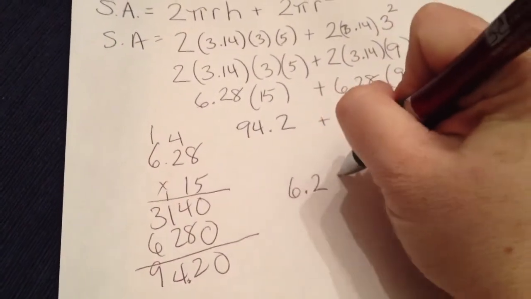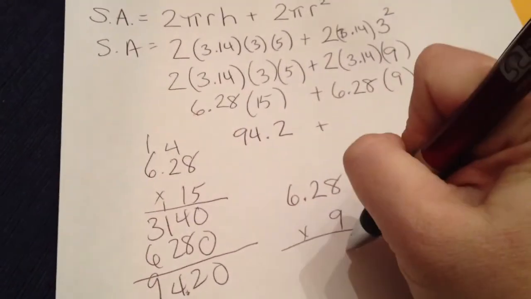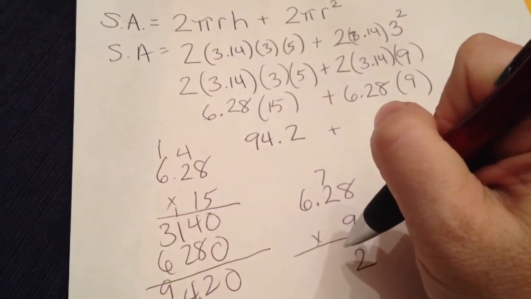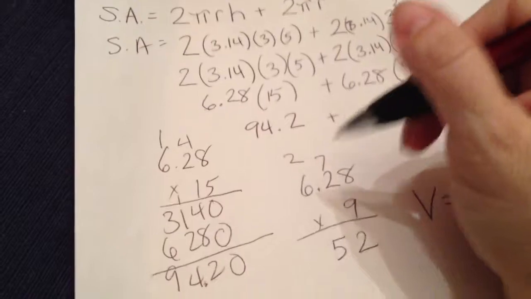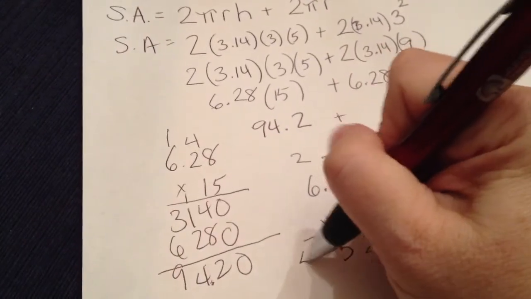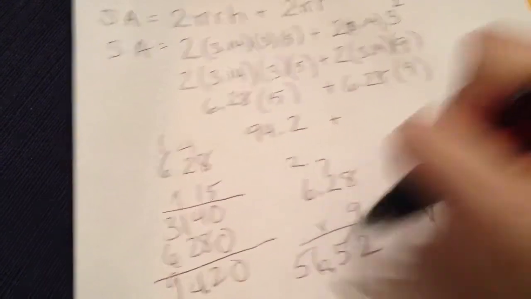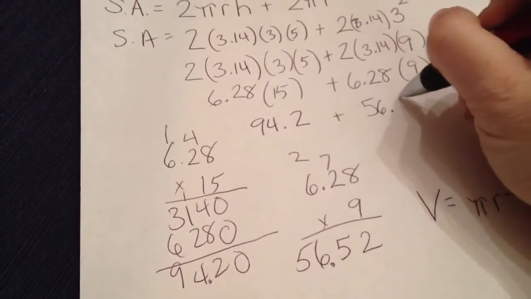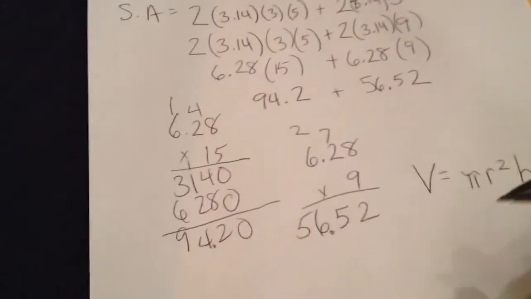And then 6.28 times 9. 72, 18 plus 7 is 25. 9 times 6, 54, plus 2 is 56. 2 decimal places in my answer. So I am going to add 56.52. And my last step, of course, is to just add the two numbers together.